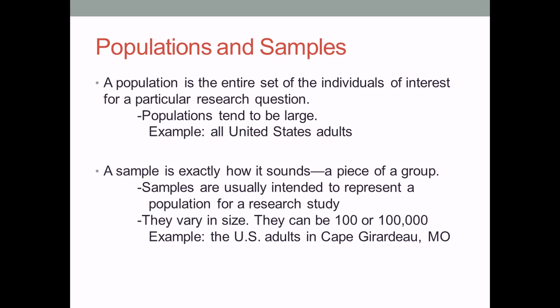Populations and samples is one of the first things that's in the book. The difference is a population is the entire set of individuals and samples are just portions, okay? An example of a population would be every adult in the United States. An example of a sample would be every United States adult living in Cape Girardeau, Missouri, okay? So populations tend to be bigger, samples tend to be smaller. And samples vary a lot in size depending on the study you're doing. They could be 100 or 100,000, as I say here on the PowerPoint.